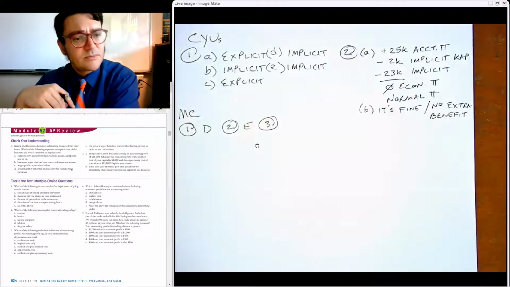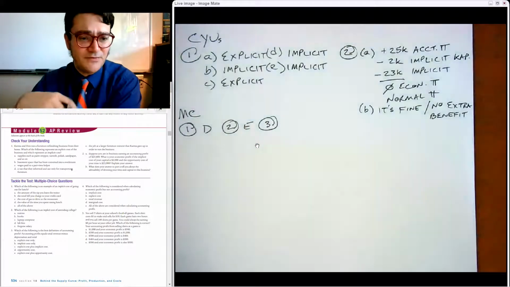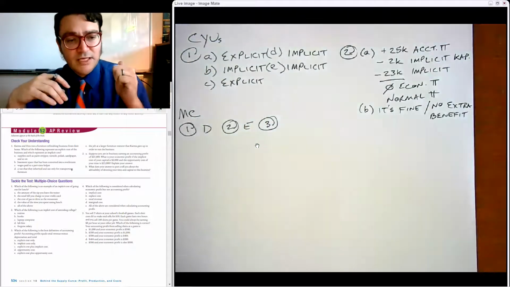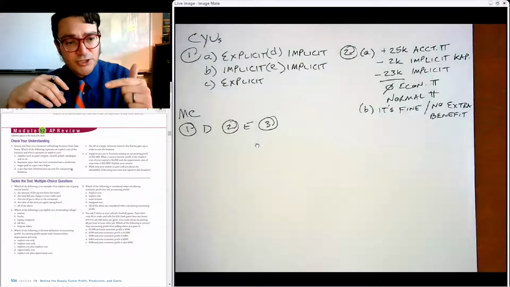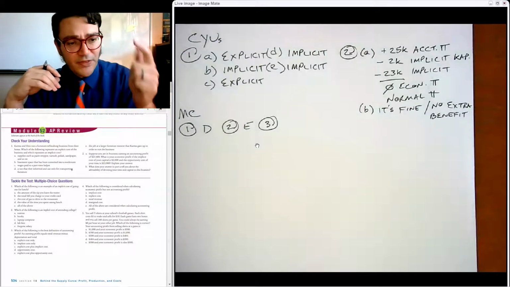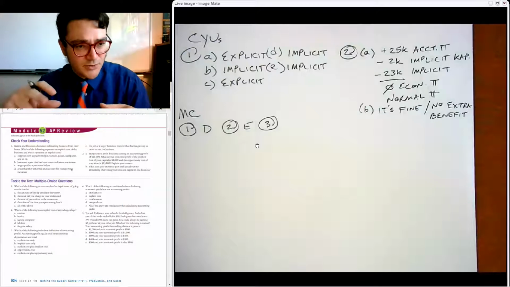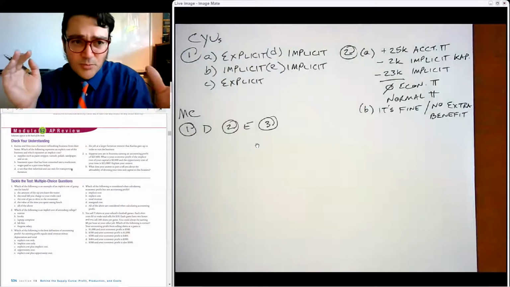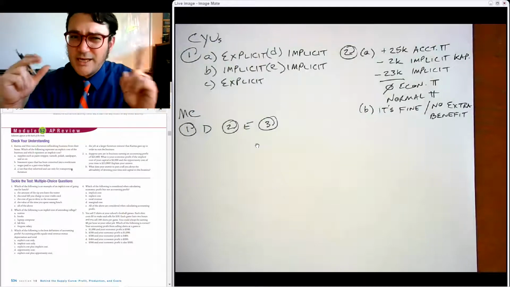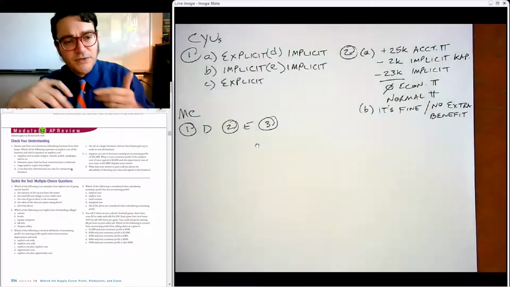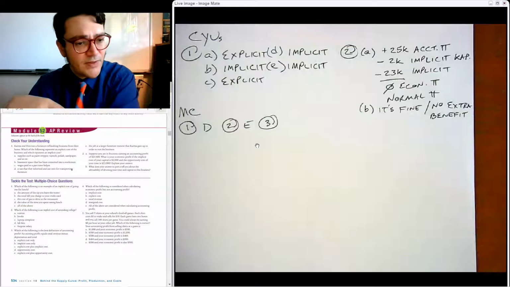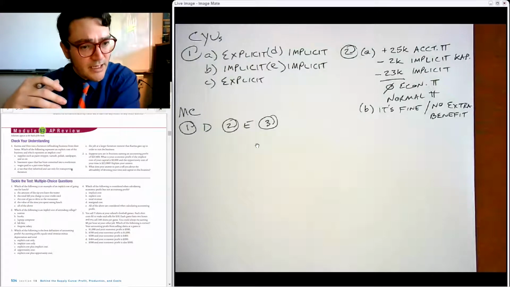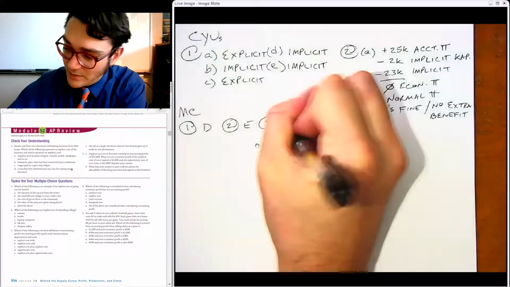Number 3, which of the following is the best definition of accounting profit? Accounting profit equals TR minus depreciation and both just the explicit cost, right? Because accountants, they only care about the explicit. They aren't going to care about the implicit. The economists are going to say, you got to think about the implicit cost of doing things. But the accountants only care about the explicit cost, so we would say A for that one.